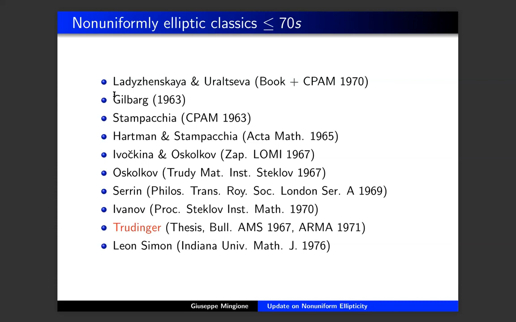But in the general case, many authors, and these are a few that worked on the problem. In particular, there are classical papers by Ladyzhenskaya and Ural'tseva, by Gilbarg, Stampacchia, there's the St. Petersburg School, people like Ivochkin, Oskolkov, Ivanov. Then there's a famous classical paper by Serrin, and there's the thesis of Trudinger, a beautiful paper by Leon Simon.